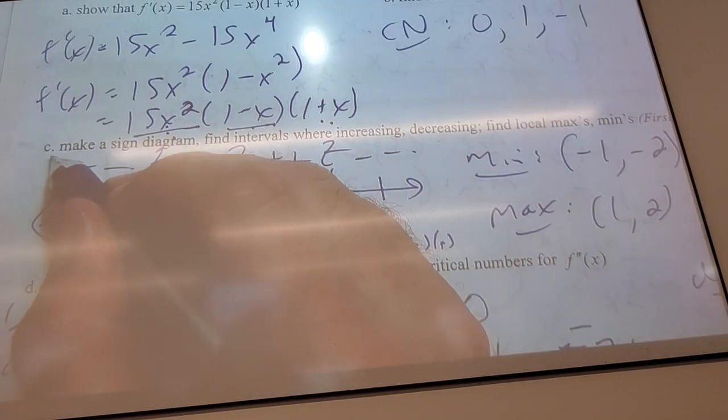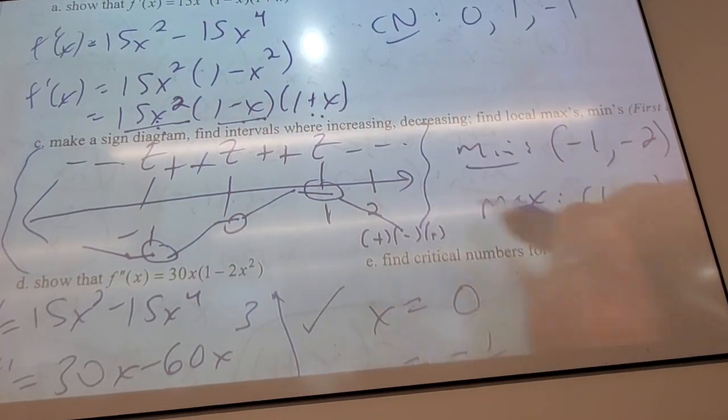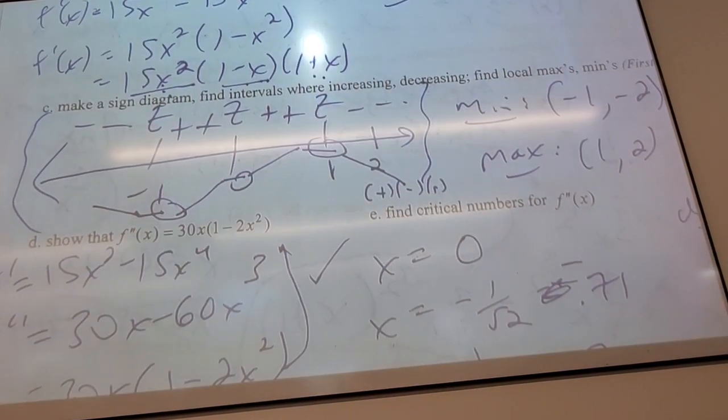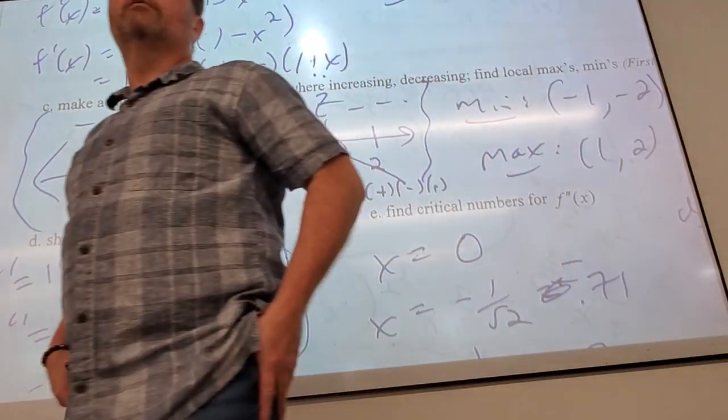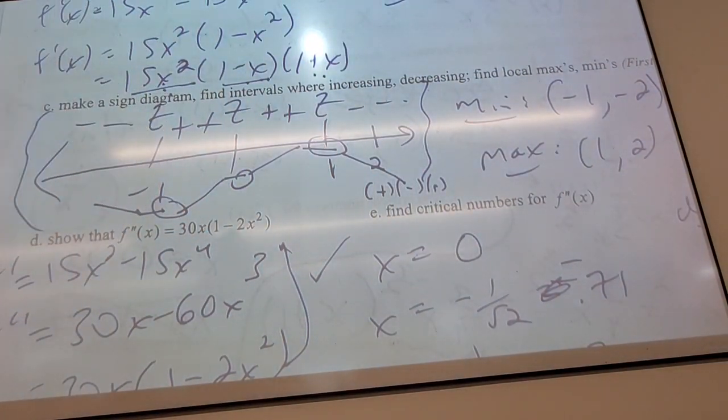What does that sign diagram investigate exactly? What does the minus and the plus mean? There's a change in sign. Of what? Slope. Okay, good. So this sign diagram investigates the slope of the function, correct?